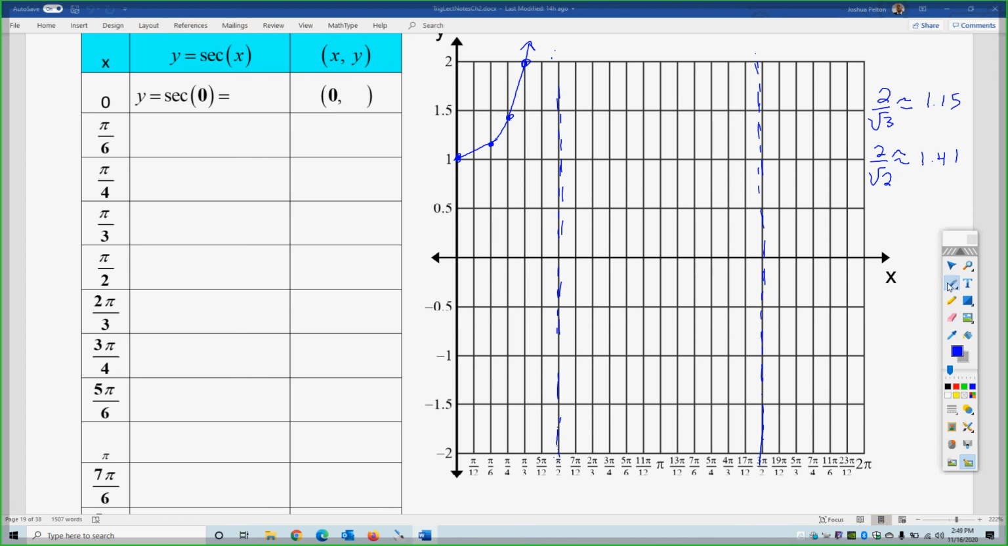So at 2 pi over 3, we're at negative 2. At 3 pi over 4, we're at negative 2 over root 2. At 5 pi over 6, we're at negative 2 over root 3. At pi, we're at negative 1. At 7 pi over 6, we're at negative 2 over root 3. At 5 pi over 4, we're at negative 2 over root 2. And back to 4 pi over 3, we're at negative 2.